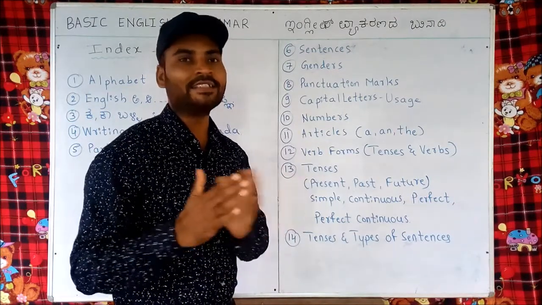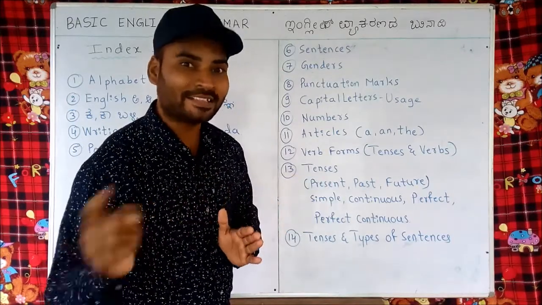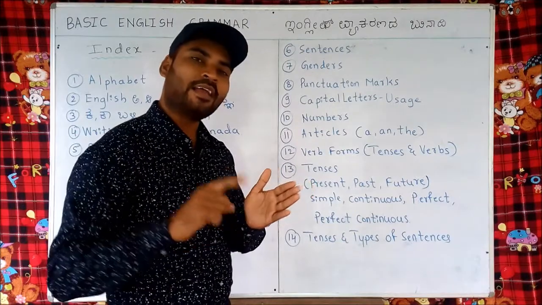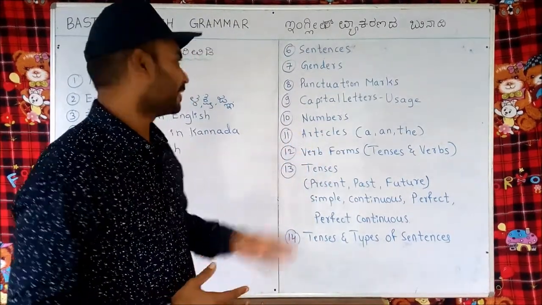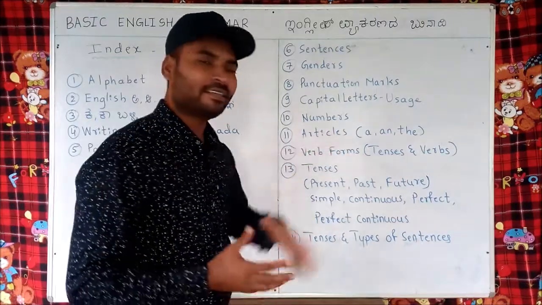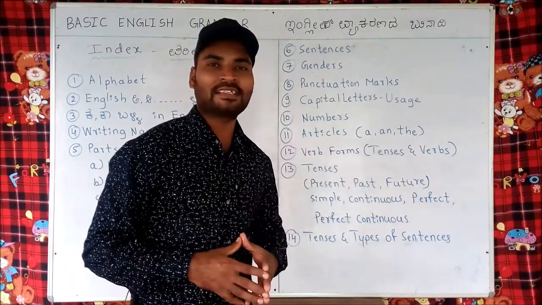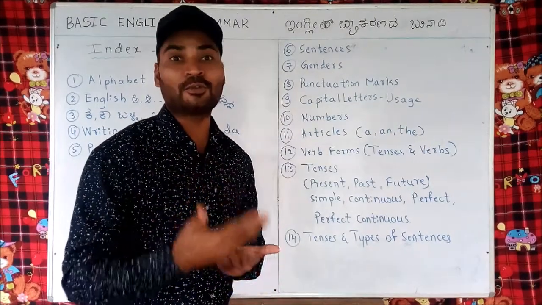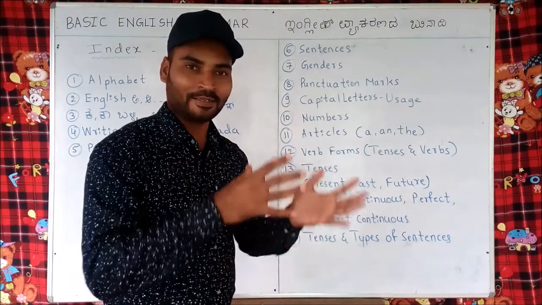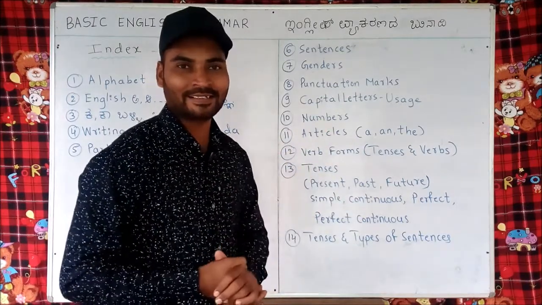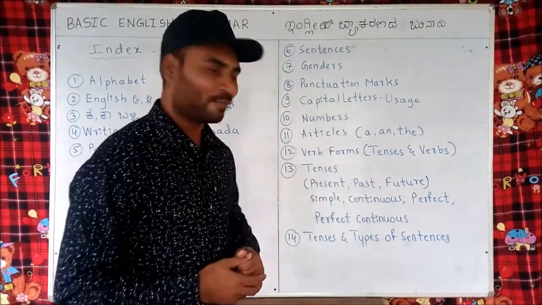For example, city, cities. C-I-T-Y, city, C-I-T-I-E-S, cities. We remove Y and we add I-E-S there. This kind of a number of rules are there that we study in numbers. Articles is also a very important lesson. And the three articles are there, where we should use a, where we should use an, where we should use the. There are certain rules to use these articles, and I have discussed these rules in detail in this topic.